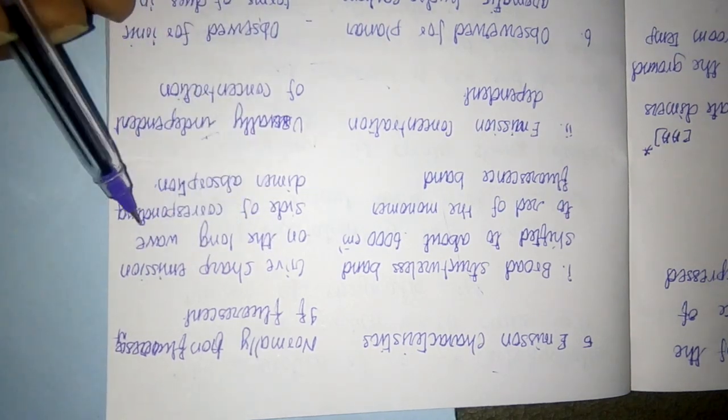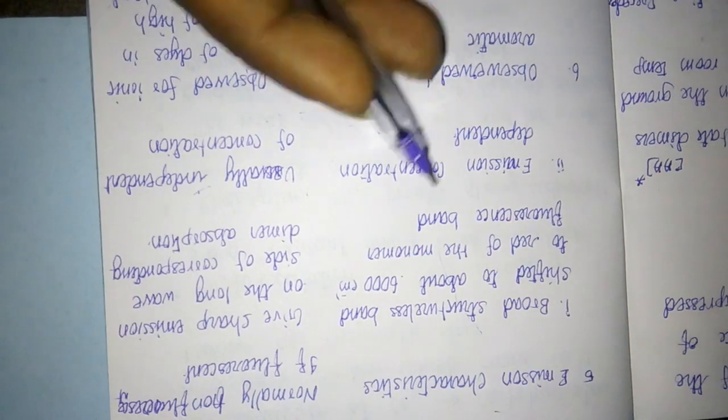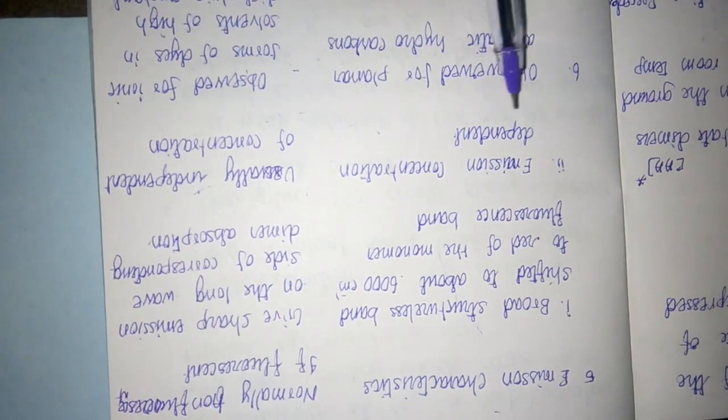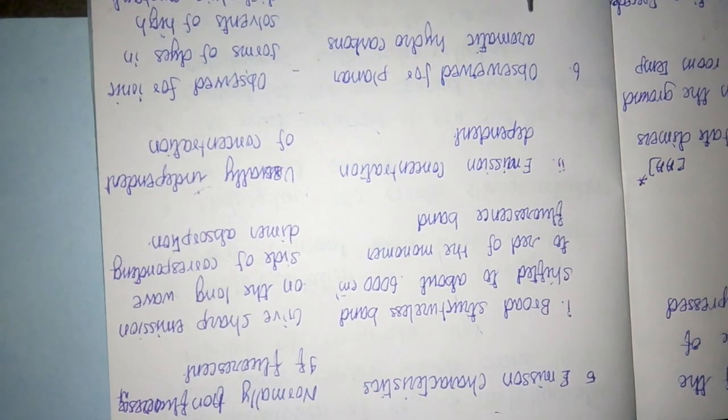If the exciplex fluoresces, it will give a sharp emission on the long wave side of the corresponding dimer absorption. Next, the emission of the excimer is concentration dependent, but it is usually independent of the concentration for the exciplex. The excimer is generally observed for planar aromatic hydrocarbons.